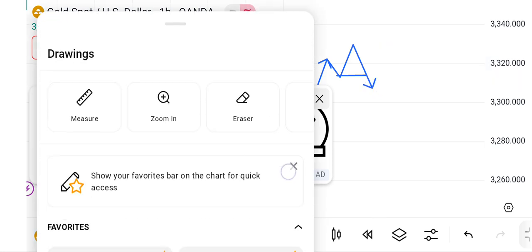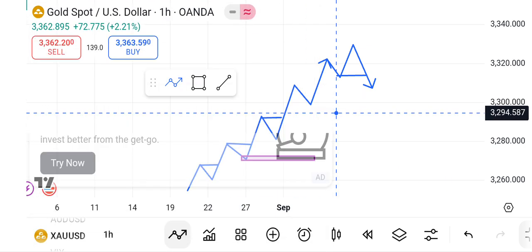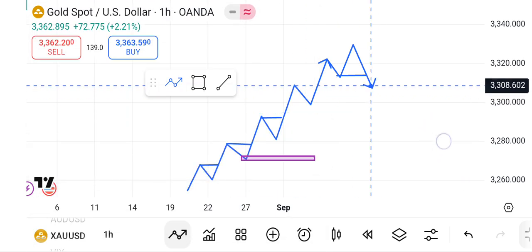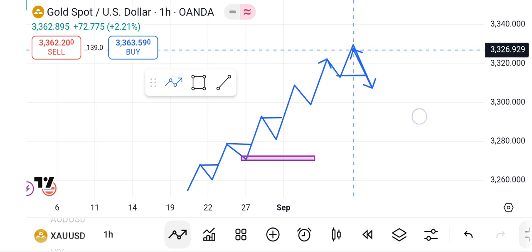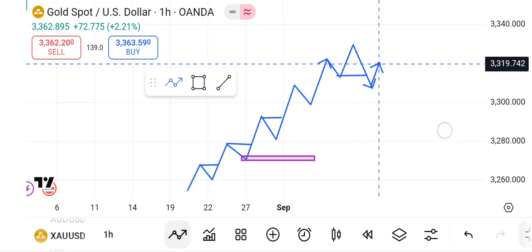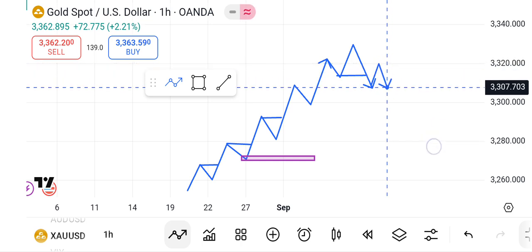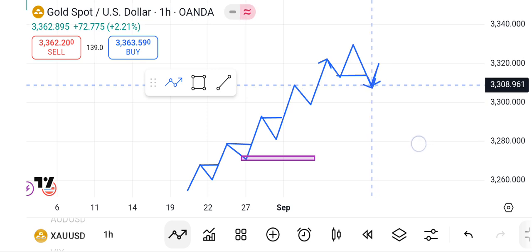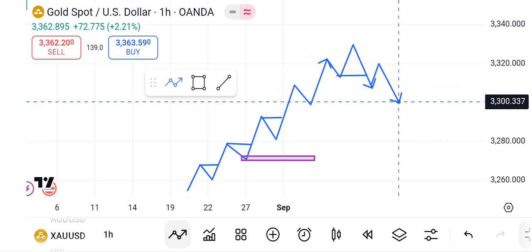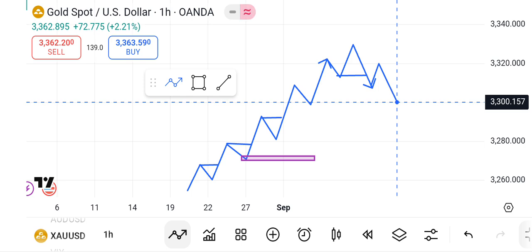Alright, so that was the first scenario that could possibly happen. But this is the second scenario. Price might not get to this last high there. It might come, make a higher low and break this one. Once we see that there's a break there, we know that we're automatically looking for sells now.